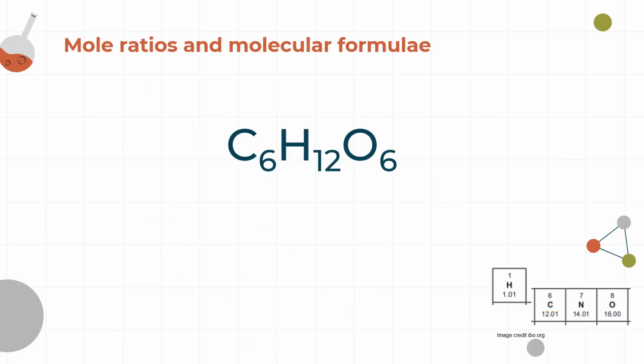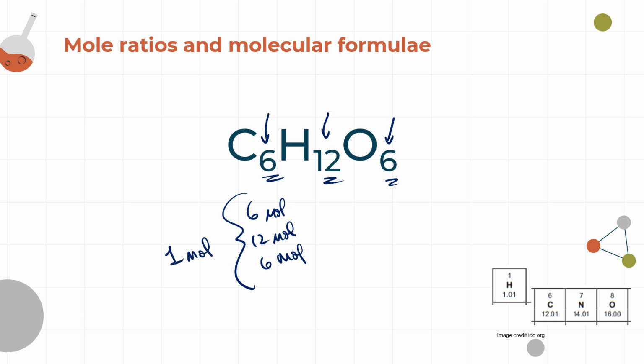What's kind of cool about the molecular formula, as well as the empirical formula, is that these numbers are not just the numbers of atoms of each element in the molecule, but they are also mole ratios of the elements in the compound. So we talked about glucose here. It's got 6 atoms of carbon and 12 atoms of hydrogen and 6 atoms of oxygen. But I could also say that there are 6 moles of carbon and 12 moles of hydrogen and 6 moles of oxygen combined to make 1 mole of glucose.